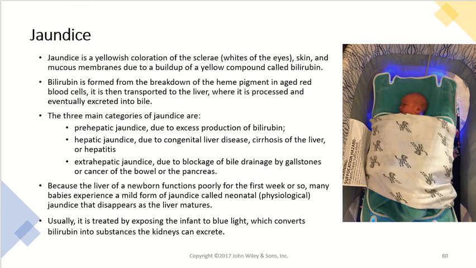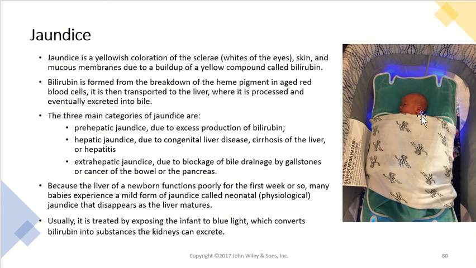However, in newborns there is something called neonatal jaundice. This is going to form because the liver of a newborn is going to function rather poorly at first, and so many babies are going to experience some sort of mild form of jaundice that we call neonatal jaundice, also called physiological jaundice. And this is going to disappear as the liver matures and is able to remove that bilirubin from the system. In the meantime, though, while you're waiting for your baby's liver to fully kick into gear, jaundice is typically treated by exposing infants to blue light.